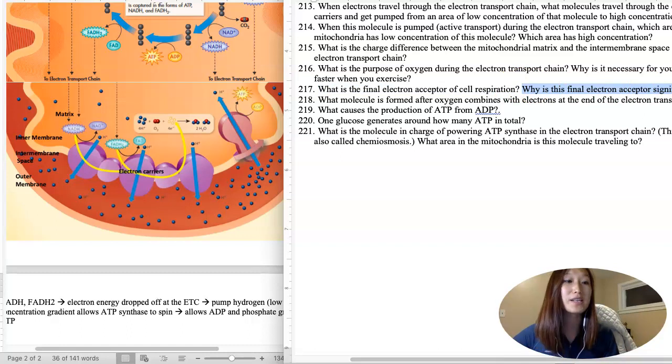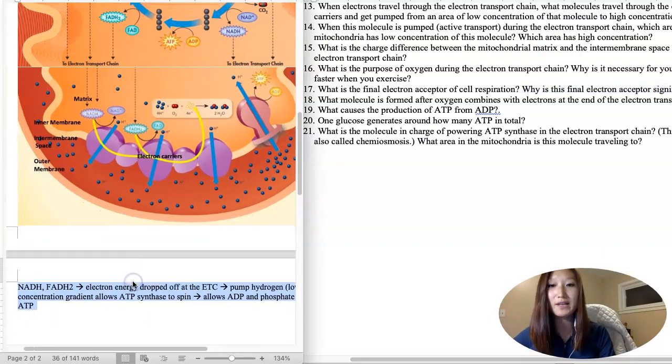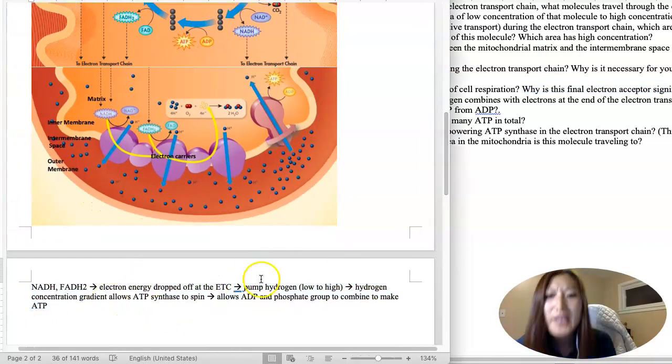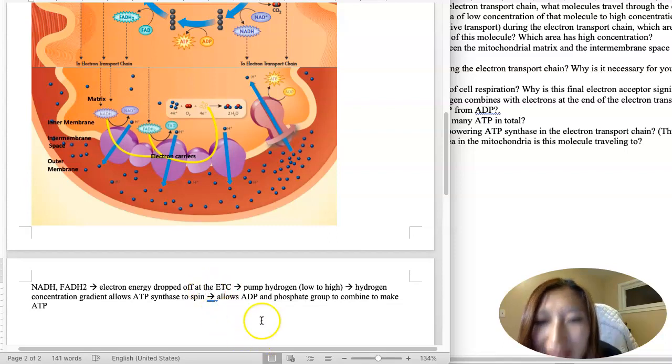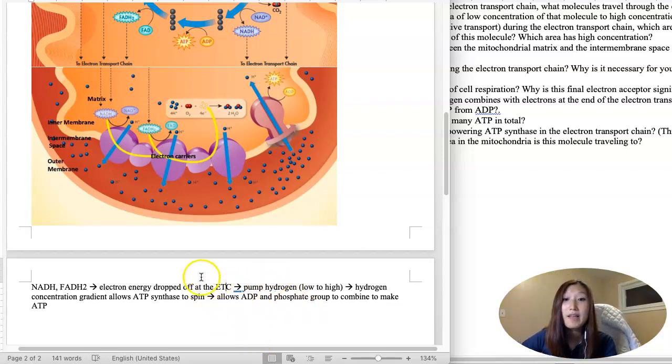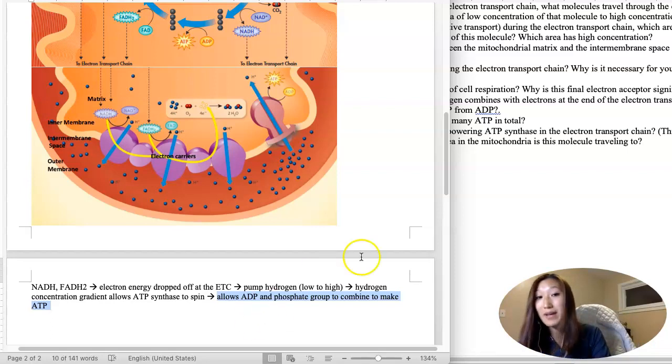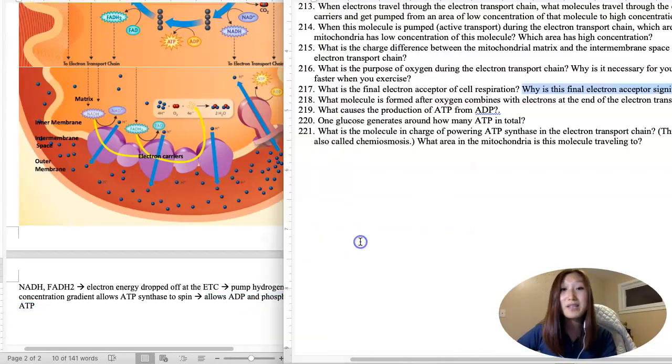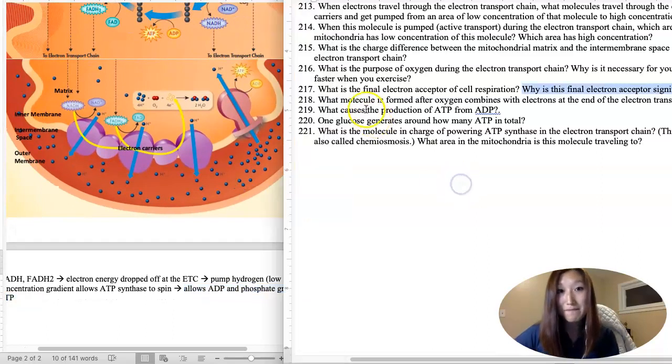Why is the final electron acceptor significant? Because it pulls electrons through the electron transport chain, right? If you look at what I wrote on the bottom, if we don't have oxygen, then the electrons cannot travel through, which means the hydrogen cannot be pumped, which means the hydrogen gradient doesn't happen, which means ATP synthase doesn't spin, which means there's no ATP made, right? This is awful. If you're not making ATP, you're not going to last very long, okay? You have to remember this. Oxygen keeps you alive because it pulls the electrons through the electron transport chain.